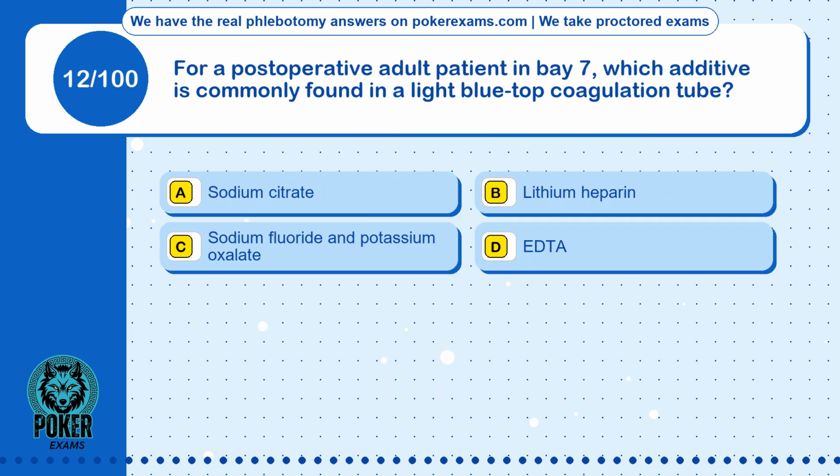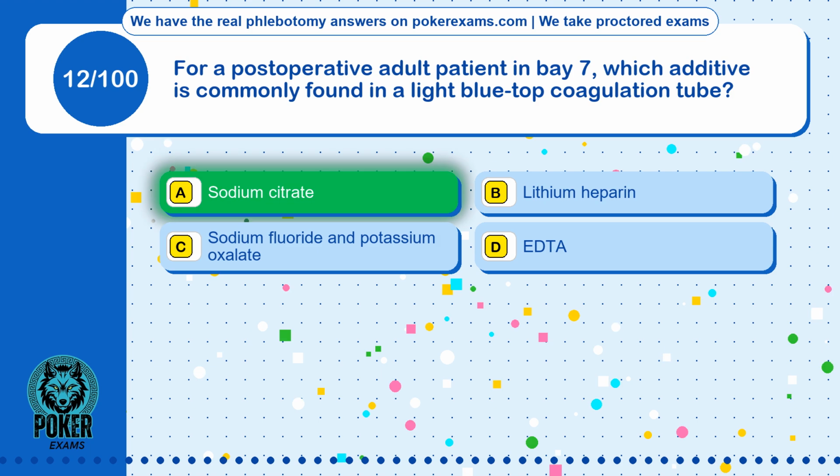Question 12. For a postoperative adult patient in Bay 7, which additive is commonly found in a light blue top coagulation tube? Option A, sodium citrate. Option B, lithium heparin. Option C, sodium fluoride and potassium oxalate. Option D, EDTA. The correct answer is option A.